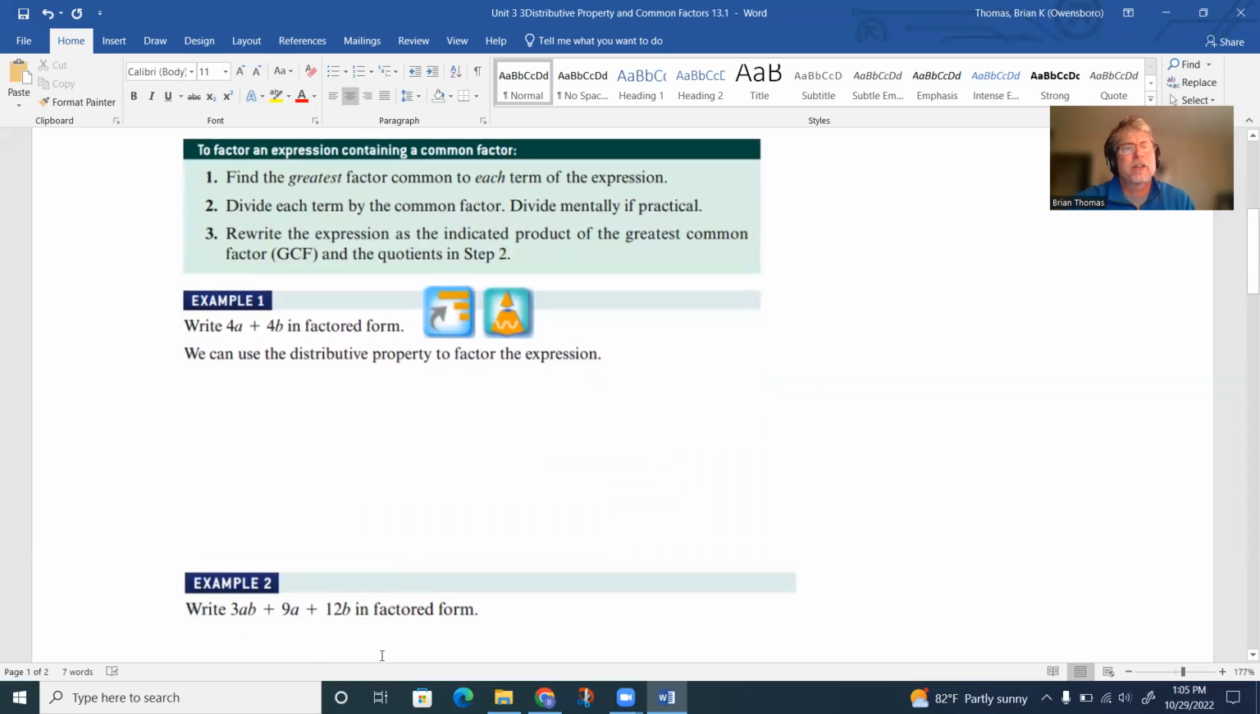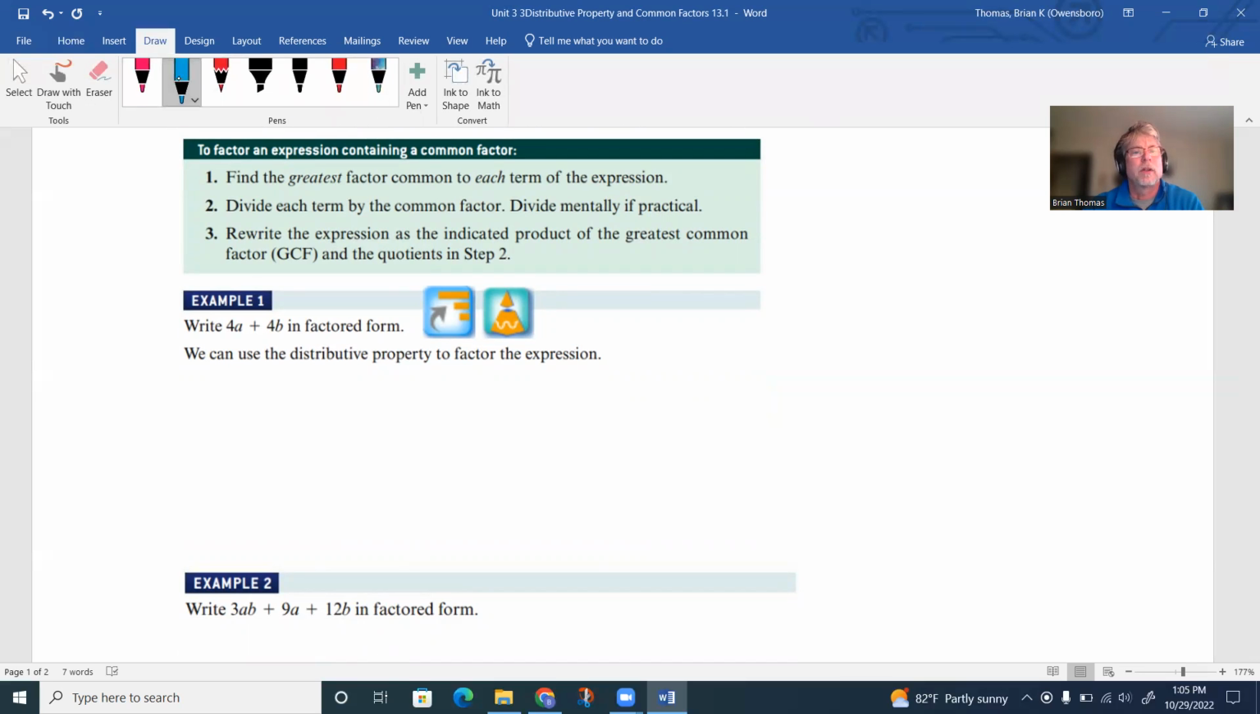So if I want to factor 4a plus 4b, to put that in factored form, notice how we have this 4 times a plus this 4 times b. We have these two terms: the 4a is the first term, and the positive 4b is the second term. What we're looking for is a common factor in those two terms. Notice how 4 is a common factor, so we want to factor that 4 out.